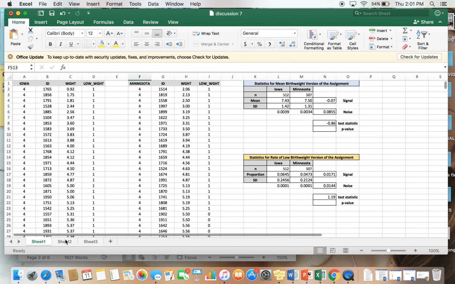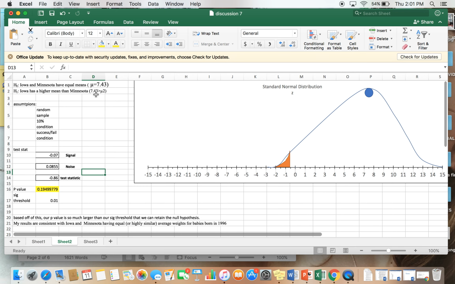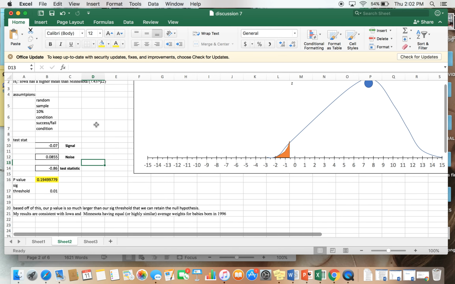Coming over here to this next sheet, the first step is to make our hypotheses. My null hypothesis is Iowa and Minnesota have equal means, which the mean would be 7.43 because we're going to assume based off of Iowa. And then our alternative hypothesis would be Iowa has a higher mean than Minnesota of 7.43, which would be greater than the mean of our second distribution. Ignore this right now.